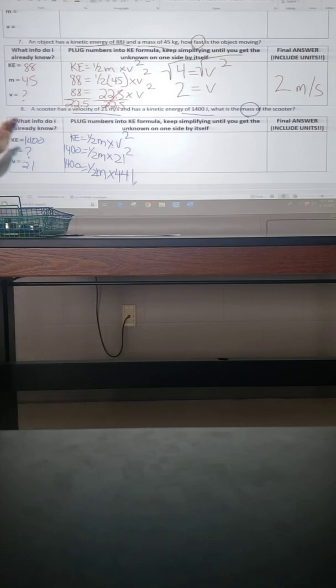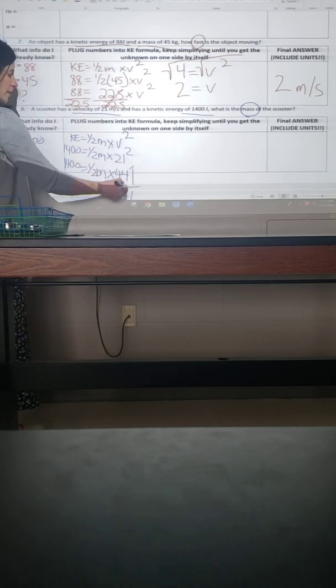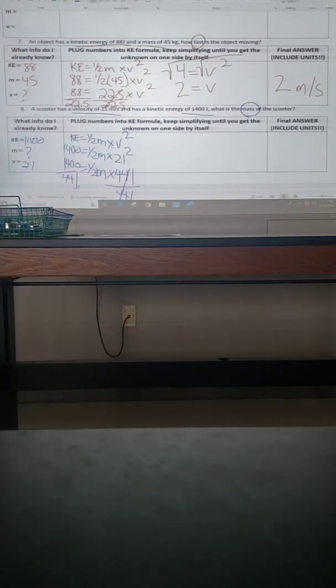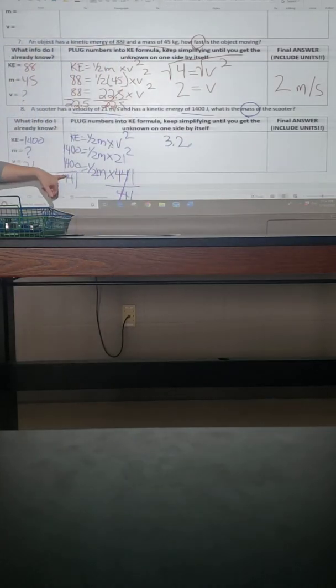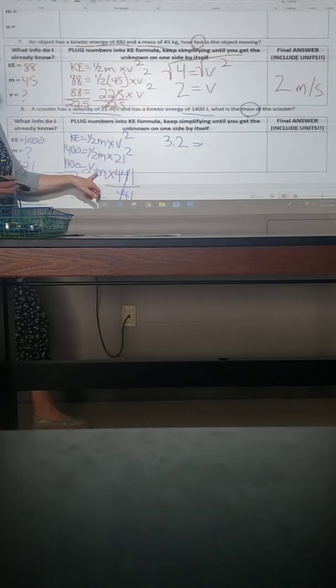Okay, now, how do I get rid of my 441? Because I'm trying to get 1/2 mass left alone. What can I do? Cade, how do I get rid of the 441? You divide. Okay, multiplication, the inverse is division. So to get rid of the 441, I divide both sides by 441. And what do I get when I simplify 1,400 divided by 441? 3.2. Okay, 3.2. So this simplified answer comes up here, equals, and I'm left with 1/2 mass.